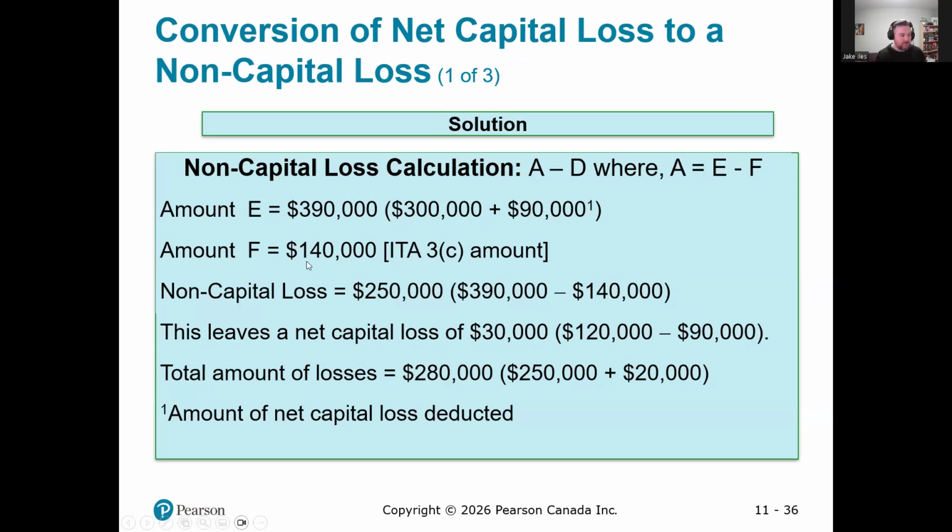The income was 140. The non-capital loss is $250,000. So our net capital loss went from 120,000 to 30 because we used 90 of it. And the total amount of losses, 250,000 plus 30,000, is $280,000.